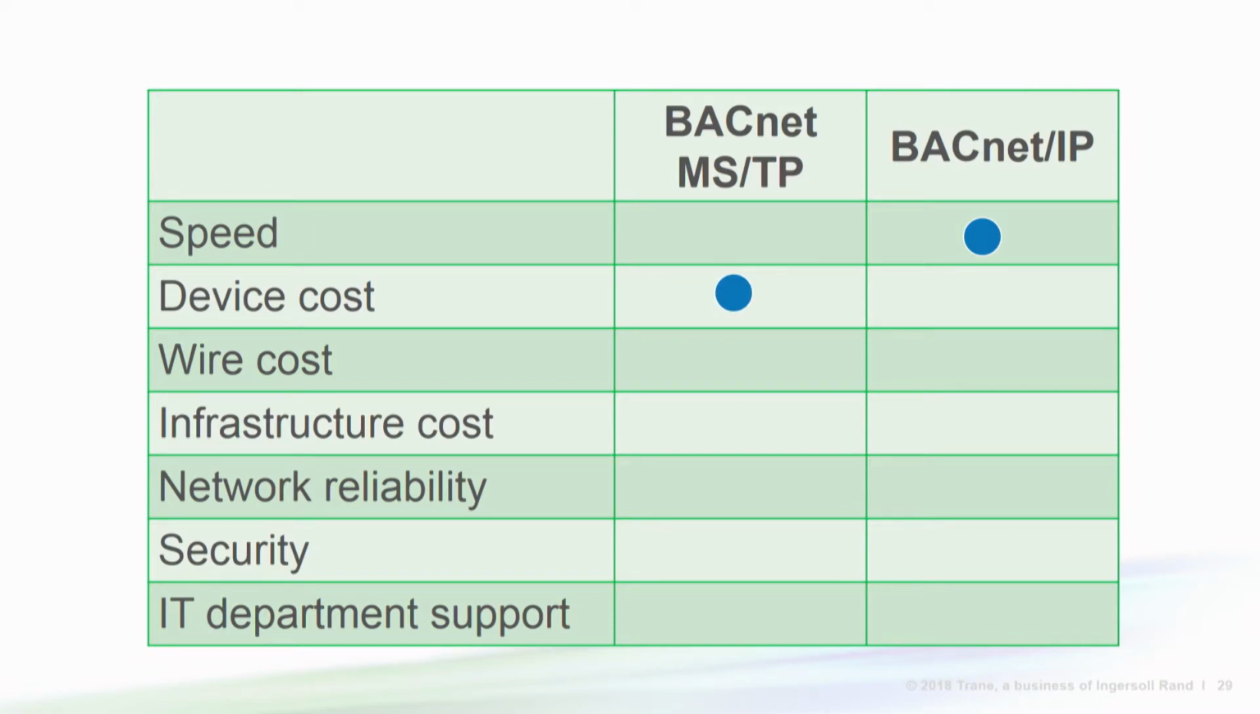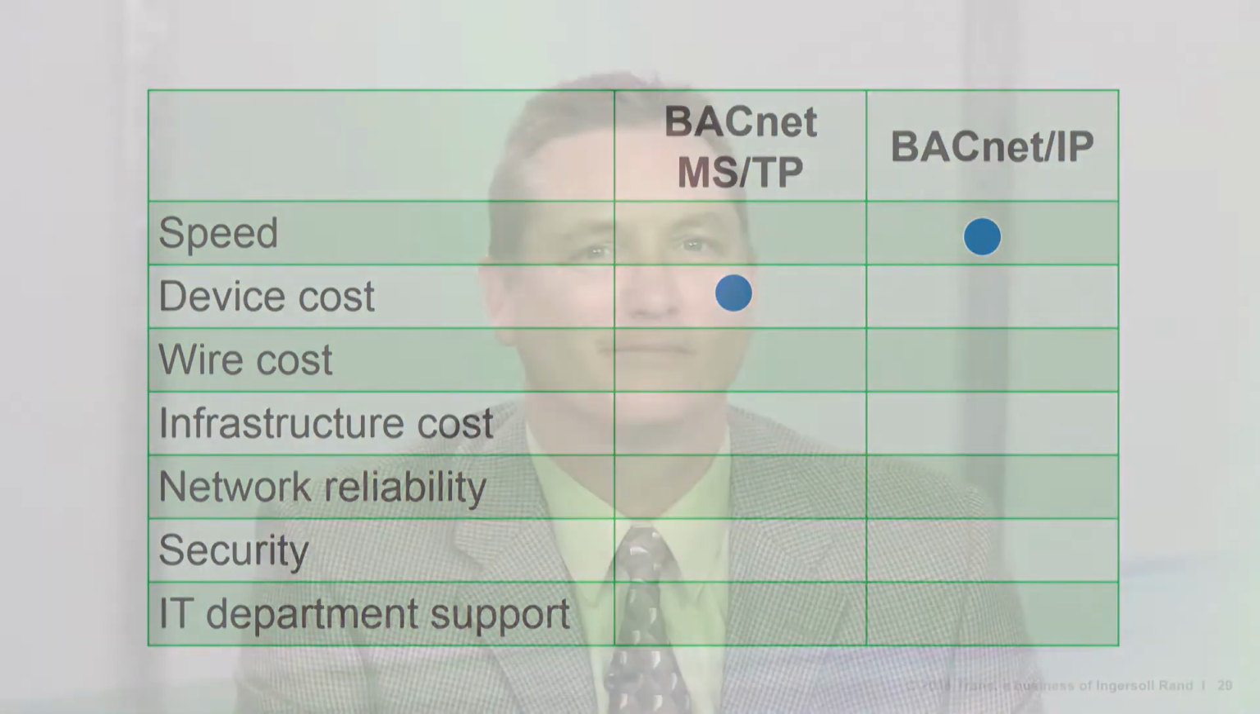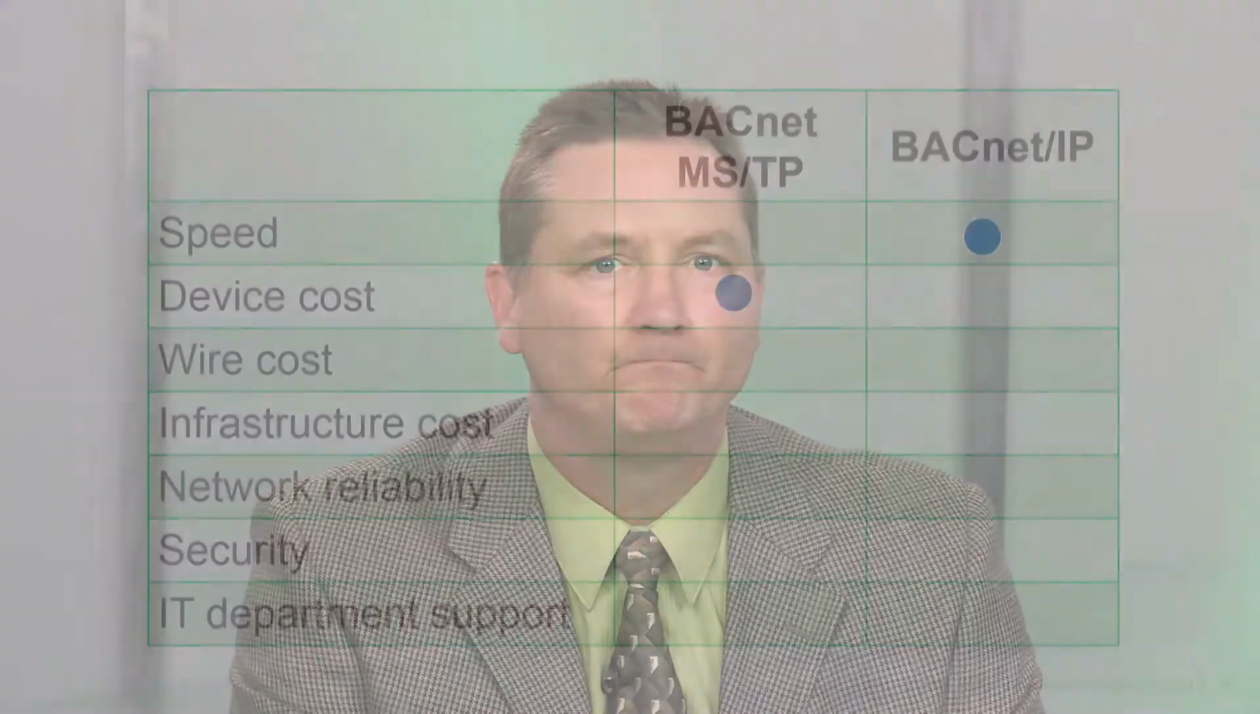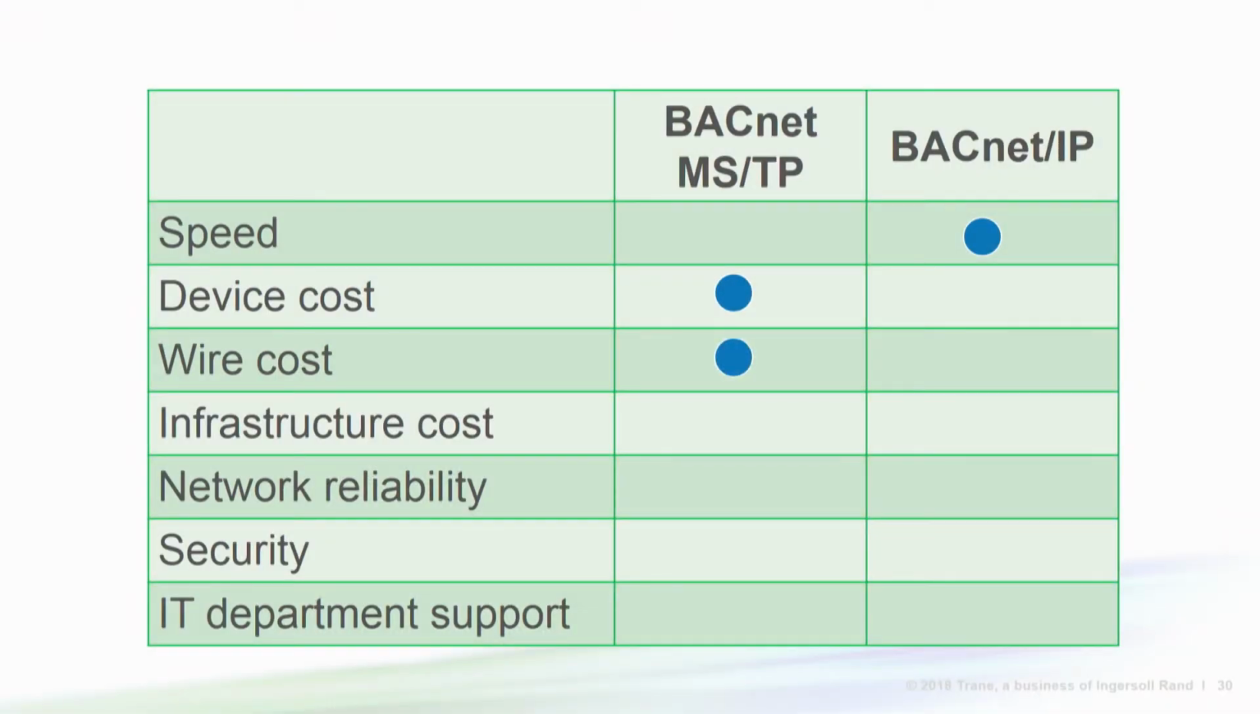The next criteria is wire cost. The twisted pair is less expensive than Ethernet cable, and the time it takes to put a Phoenix connector on a twisted pair using a wire stripper and a screwdriver is a lot less than fanning out the 8 wires in an Ethernet cable and using a special tool to put the RJ45 connector on each end. So wire cost is less for MSTP.